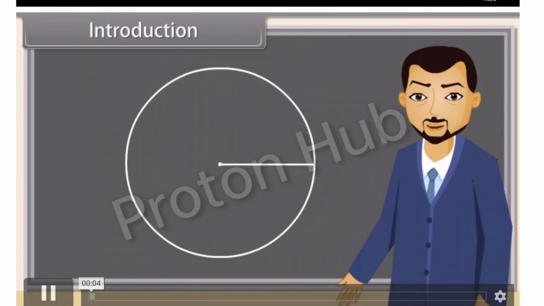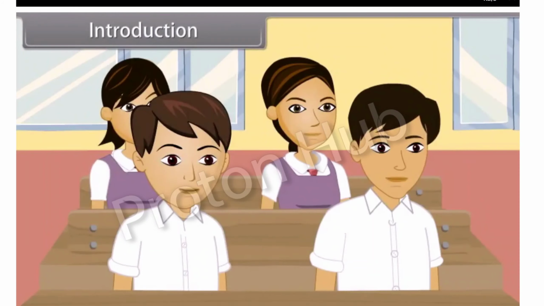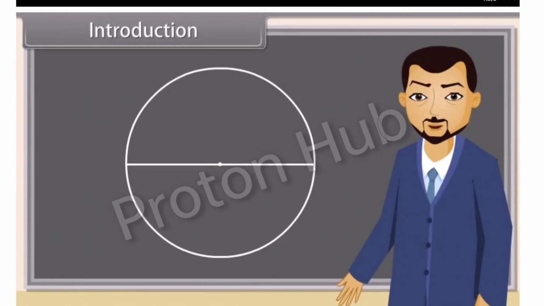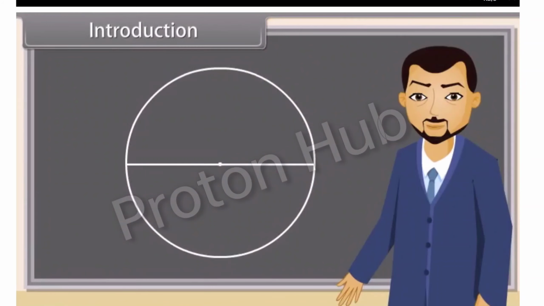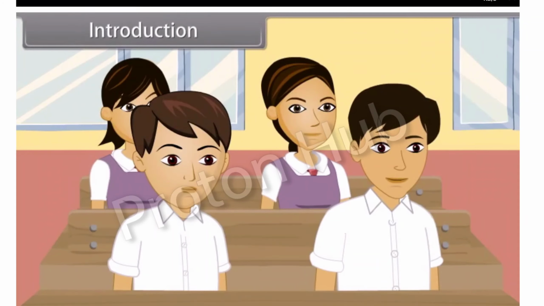Students, what is this? Radius of a circle. Students, what is this? Diameter of the circle. Yes, you're right. And what if I mark a line segment here? What is this now? It's a chord.